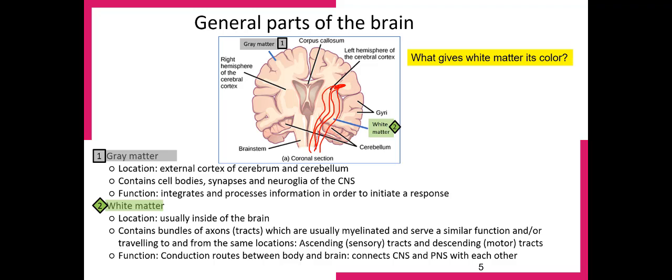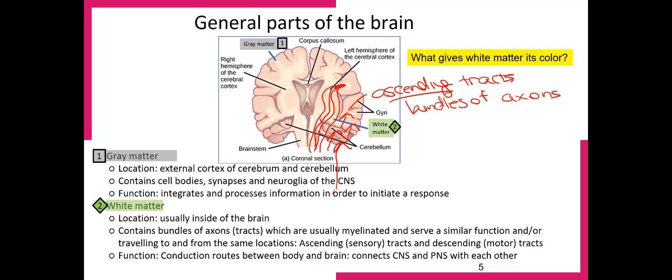So you've got a bundle of axons, which actually are called ascending tracts. And when we talk about ascending, it's ascending from the periphery, right? So what happens is the signal comes from the periphery and gets sent up to the brain. And so these ascending tracts are actually sensory tracts, because they bring information from the periphery all the way up to the central nervous system.